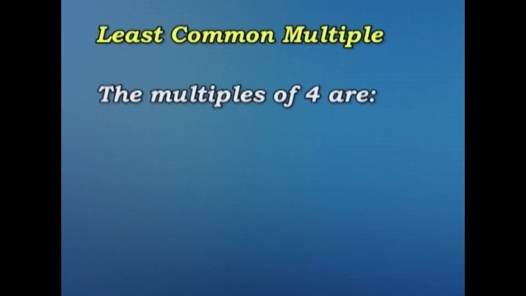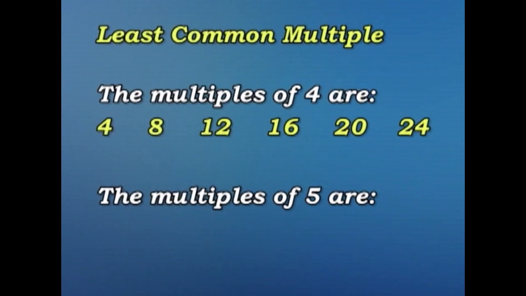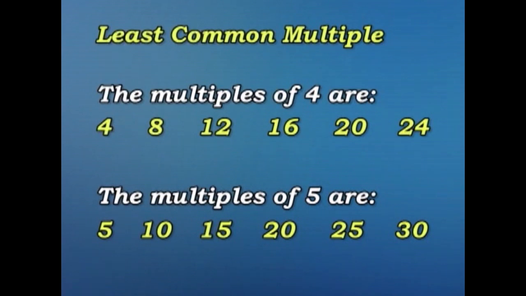And the last term I want to talk about is least common multiple. The multiples of 4 are 4, 8, 12, 16, 20, 24, and so on. The multiples of 5 are 5, 10, 15, 20, 25, 30. So the least common multiple of 4 and 5 is 20.